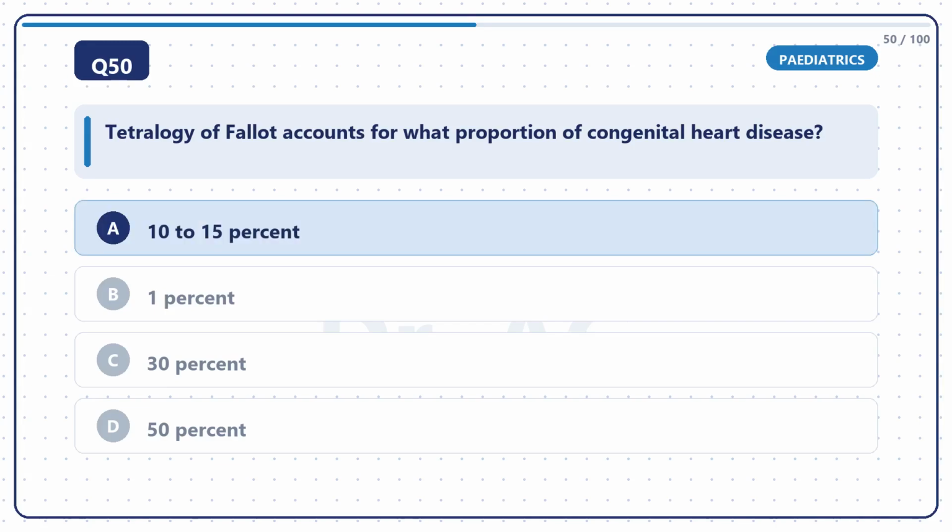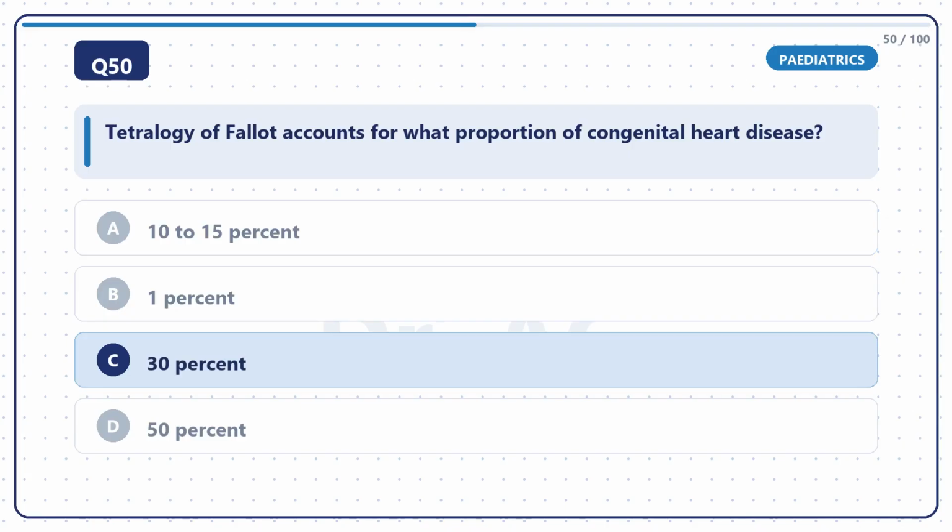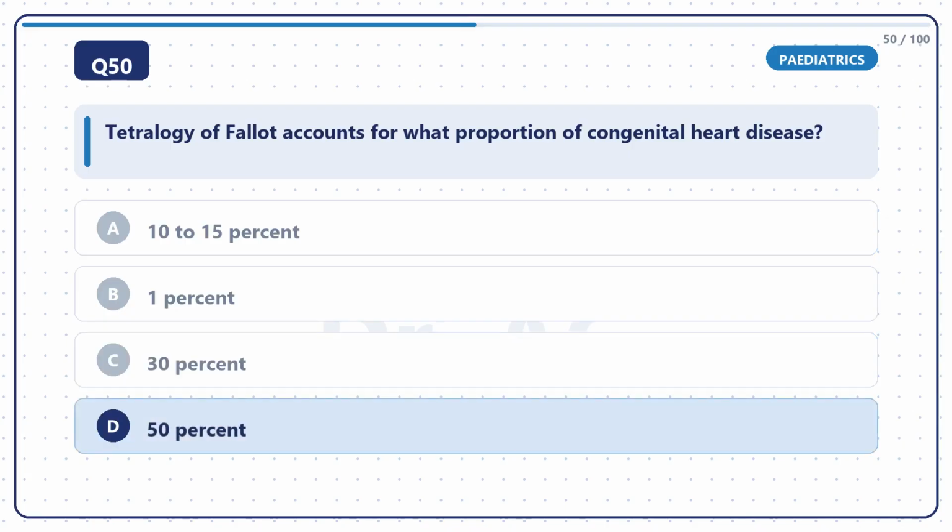Question 50. Tetralogy of Fallot accounts for what proportion of congenital heart disease? Option A. 10 to 15%. Option B. 1%. Option C. 30%. Option D. 50%.